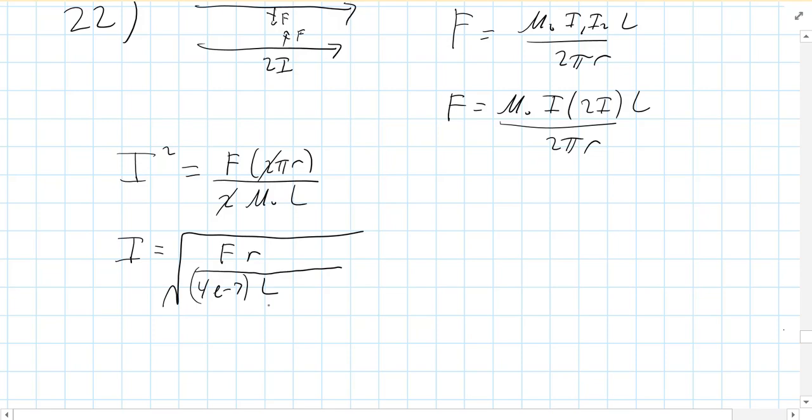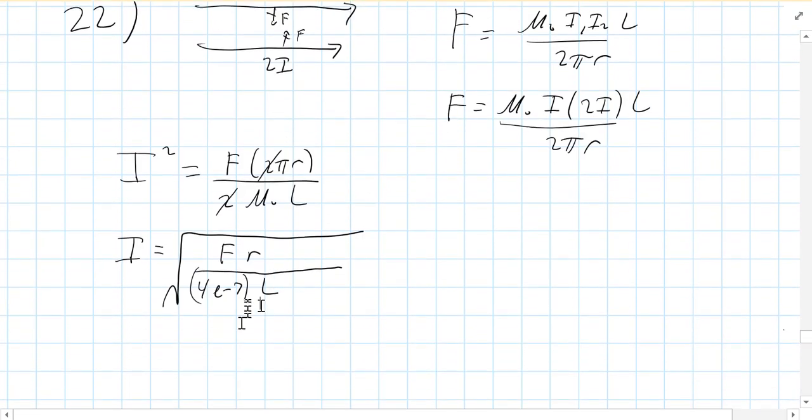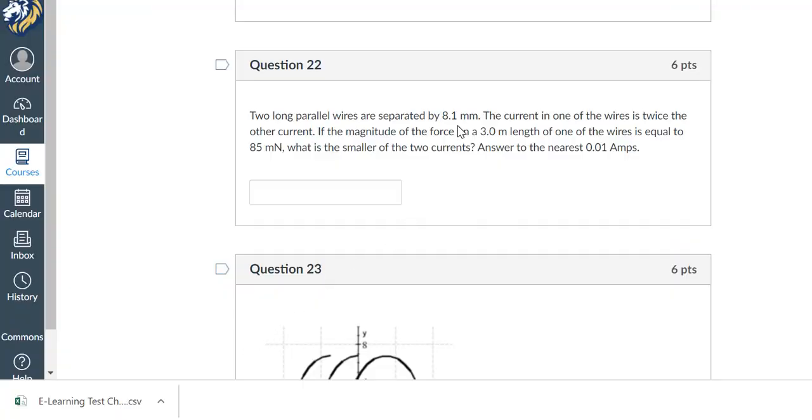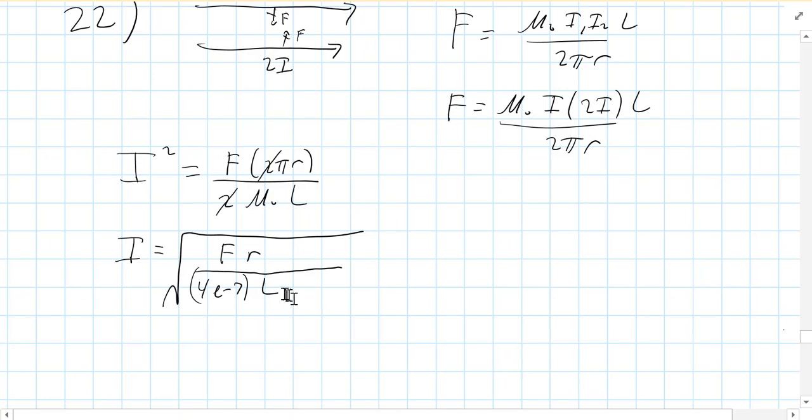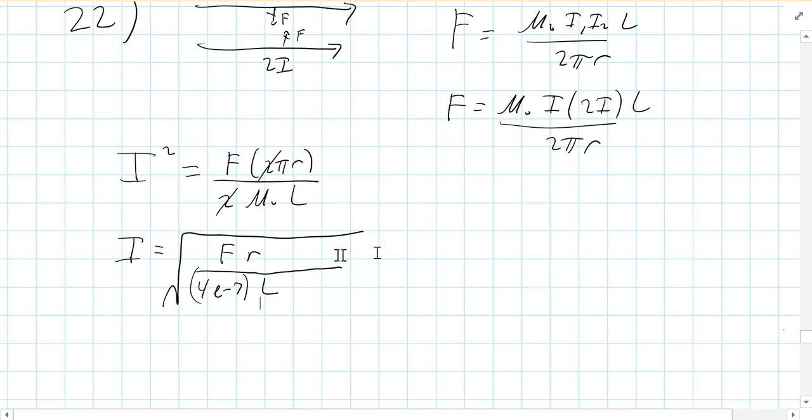So they gave you the force. The radius is simply how far apart the two wires were. For instance, in my question, that number was 8.1 millimeters, which I have to make into meters. And the L they gave us was, for me, 3 meters. And my force was 85 millinewtons, so 0.085 newtons. So you plug and chug and you would get your answer there. So that's how you do that one.